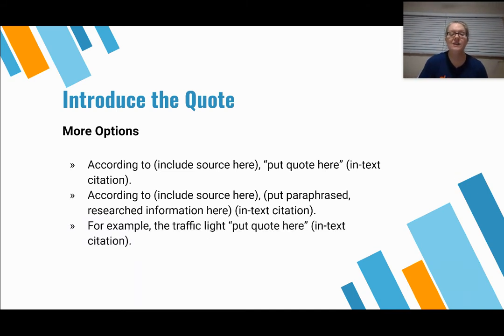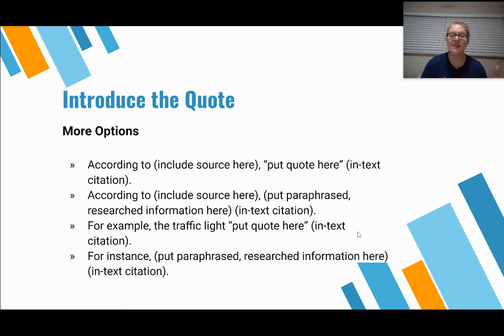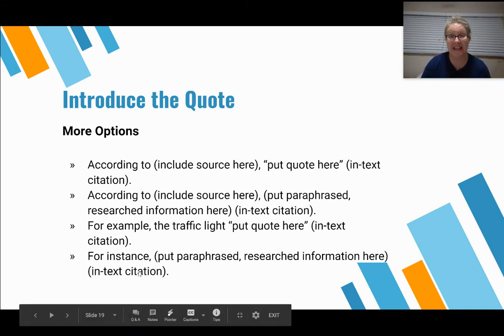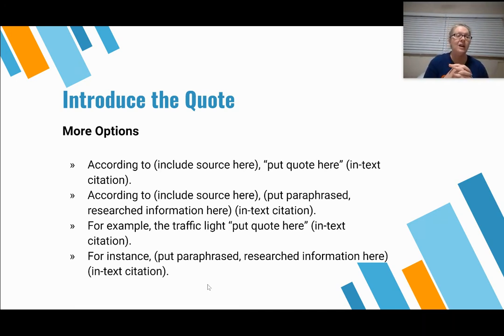The other example is you can have, for example, Martin Luther King Jr. dreamed that, and then the quote, and then the citation. Or for instance, and now it's all paraphrased, men like Martin Luther King dreamed of a world in which his children would have opportunity based on who they are, not what color they are. So that is paraphrased information, but I still need a citation. So I know this is a lot of information, and you may have questions about it, and that's totally okay.